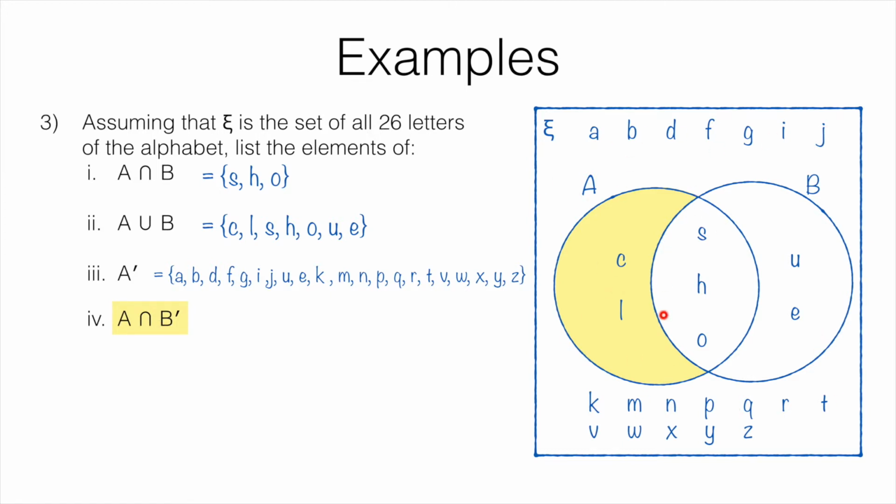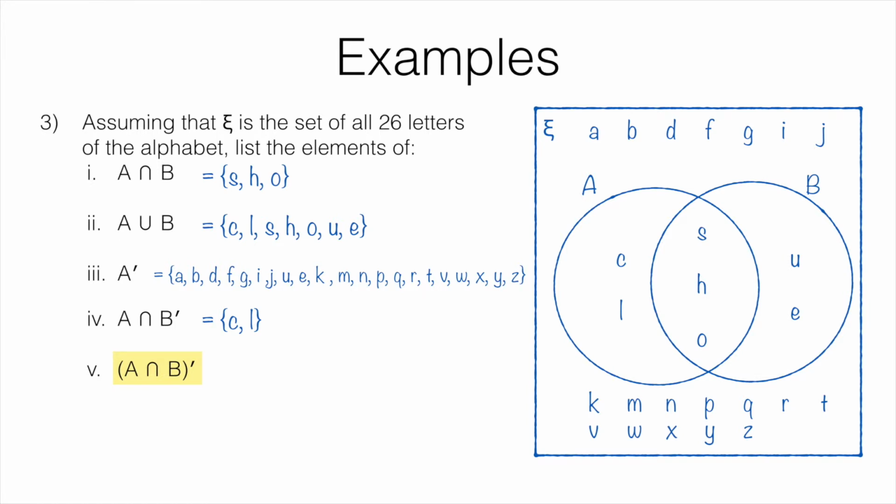So we can't include this bit, even though it belongs to set A, because we also want to make sure that we're only dealing with elements that don't belong to set B. So this is the region we're looking for. It is the intersection of A and the complement of B. In other words, it's the set A and not B. That means our answer is simply the set containing the elements C and L.